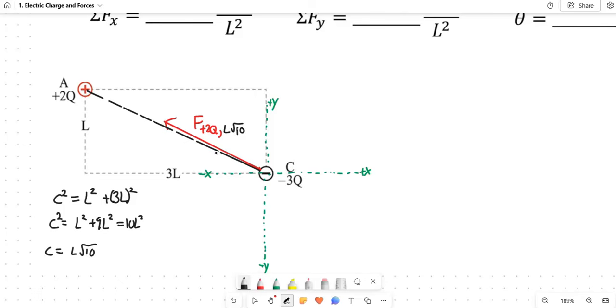Now we have a problem. We need to get this diagonal. So this hypotenuse, just like in the addition of vectors in 2D and also the trigonometry review, this diagonal is the sum of two vectors that are adhering to our coordinate system.